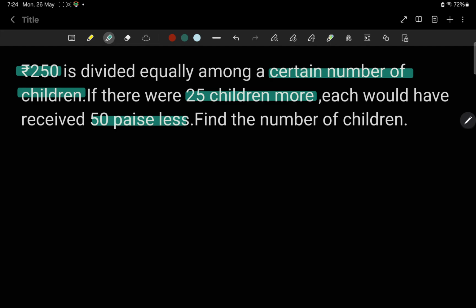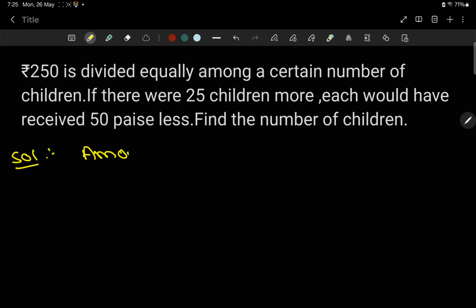This question says that a certain amount of 250 is divided among a certain number of children. To the original number of children, if 25 children more are added, each child would get 50 paise less. Now we should find the number of children. Let's see how to do it. Solution.